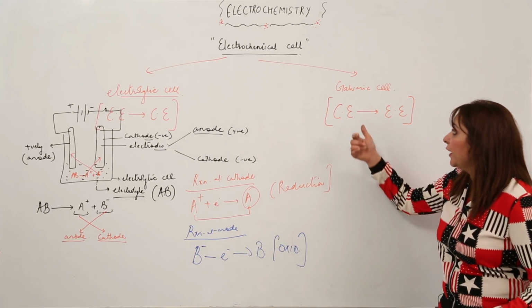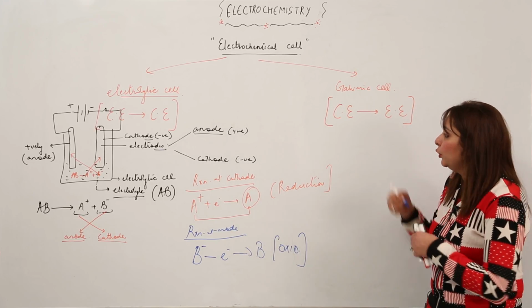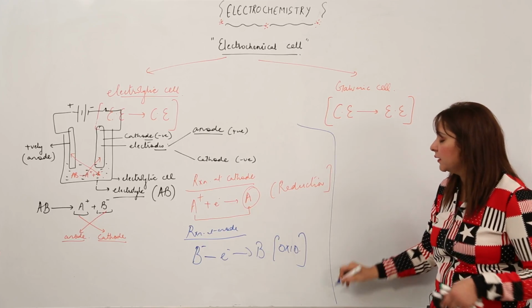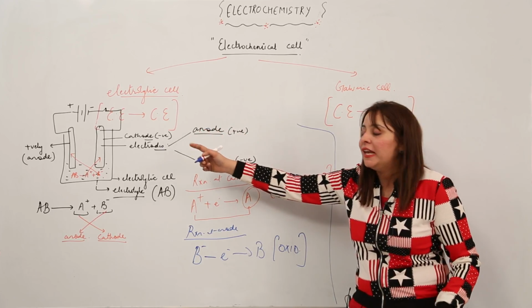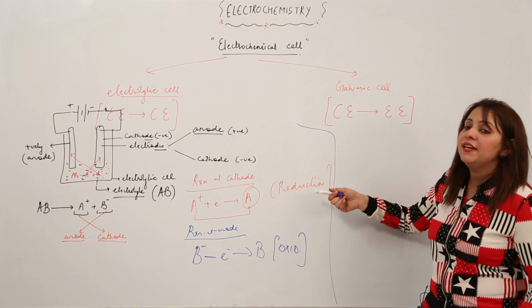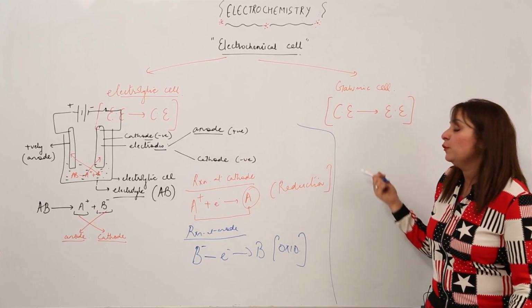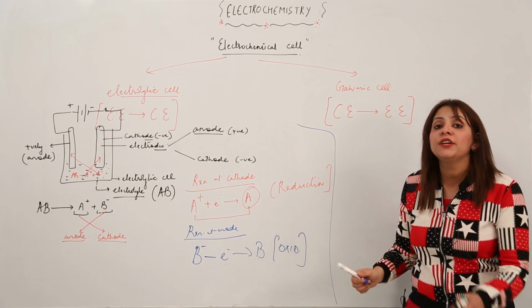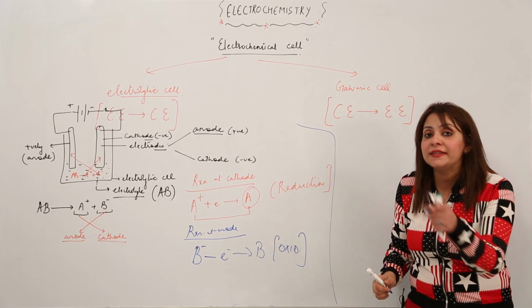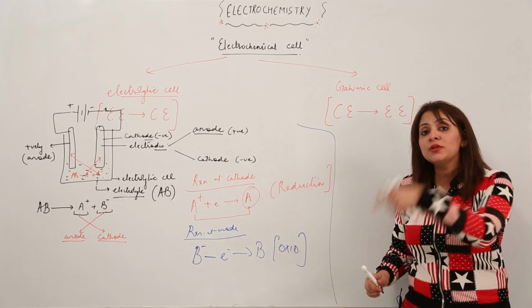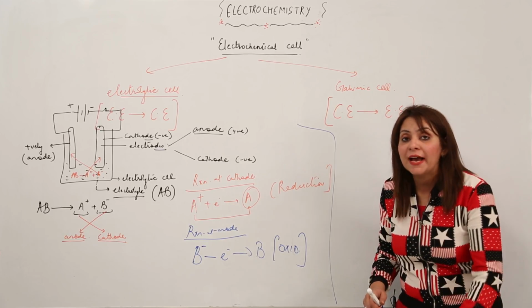Now let us concentrate on the galvanic cell. As I told you, it is a cell which works in the opposite manner to the electrolytic cell. That means it converts chemical energy into electric energy. It was converting electrical into chemical, now it will be converting chemical into electrical. That means we don't have to use any battery or cell in this case, because it will produce the current at the cost of chemical reactions occurring in it.